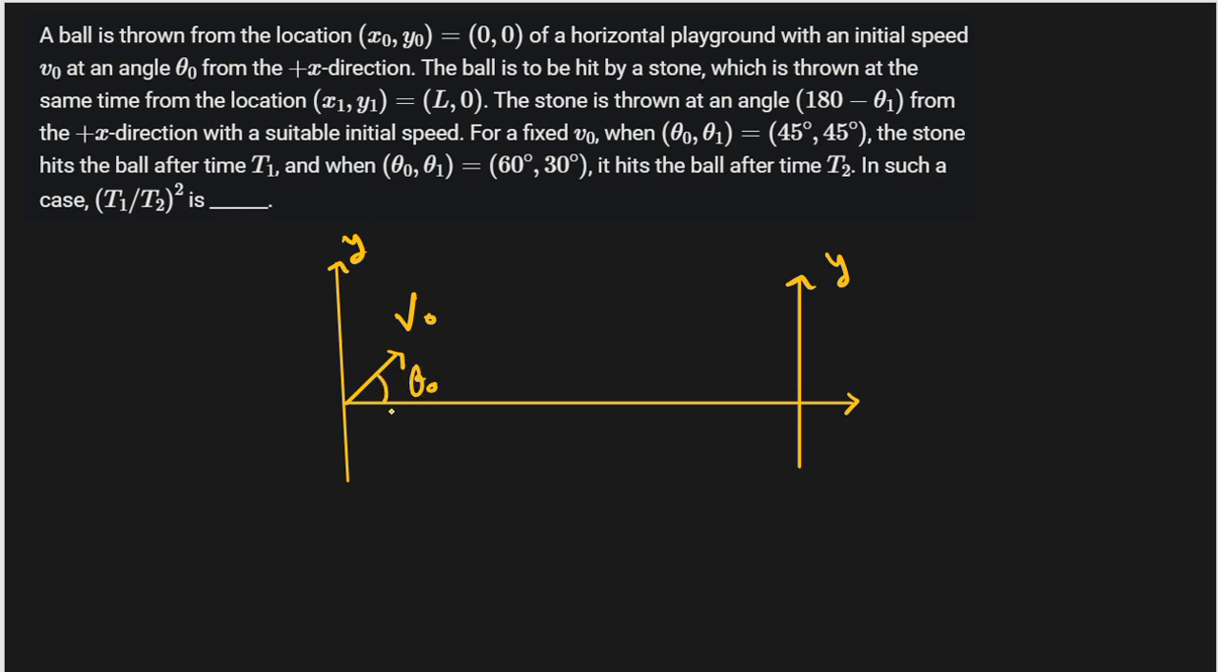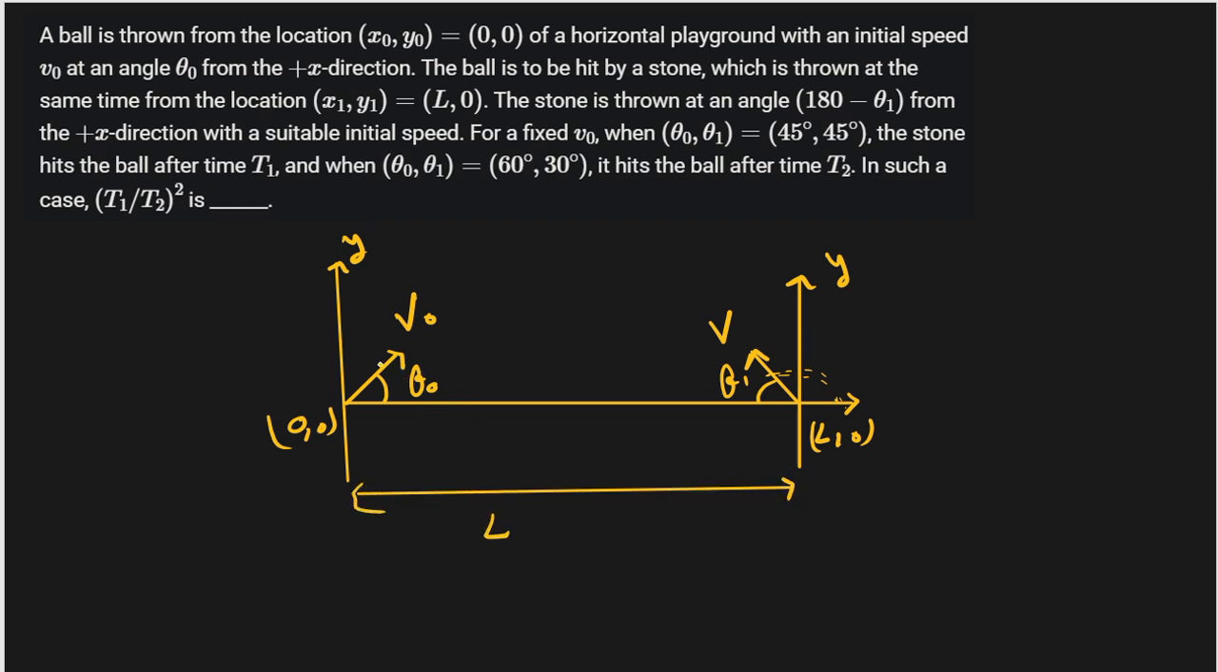They are saying the angle it is making with the positive x axis is theta naught. So this angle will be theta naught. Another particle is thrown like this, its speed was v, and the angle it is making from the positive x axis, means this angle, is 180 minus theta 1. So this angle will be simply theta 1. Now, they are saying this point is 0, 0, and this point is L, 0, means the x coordinate of this point is L. So technically they are trying to say that this distance is L.